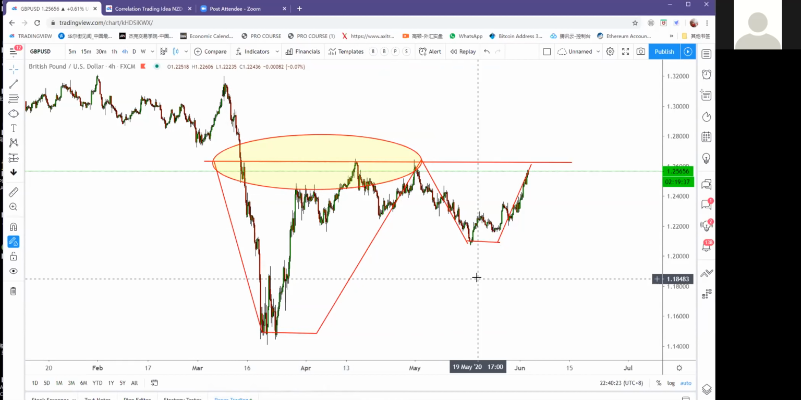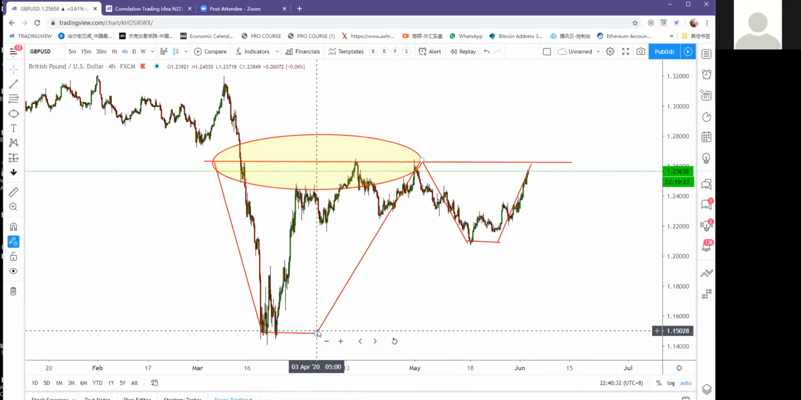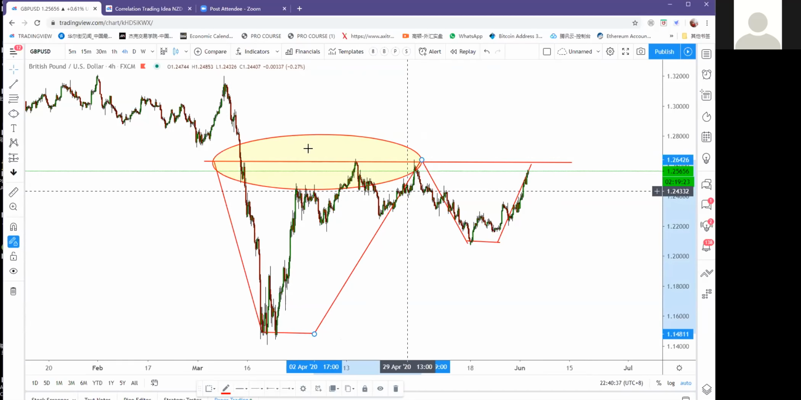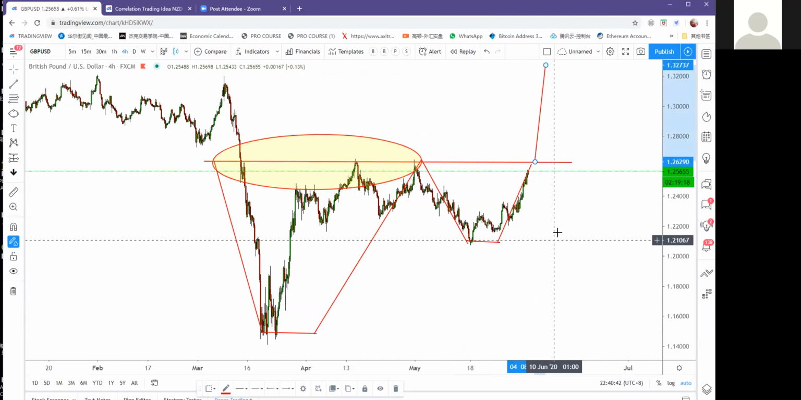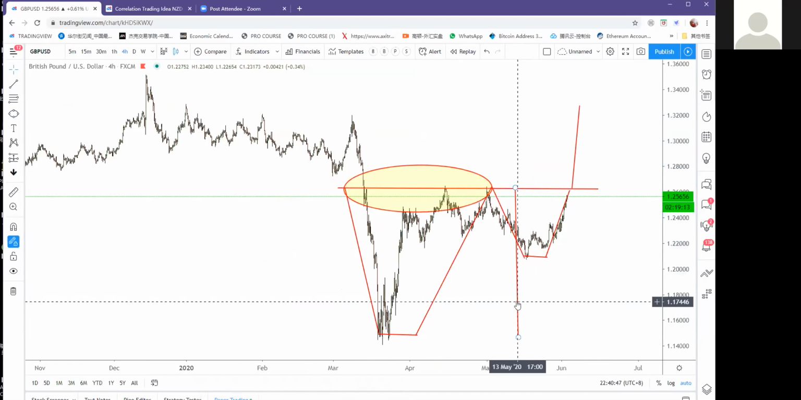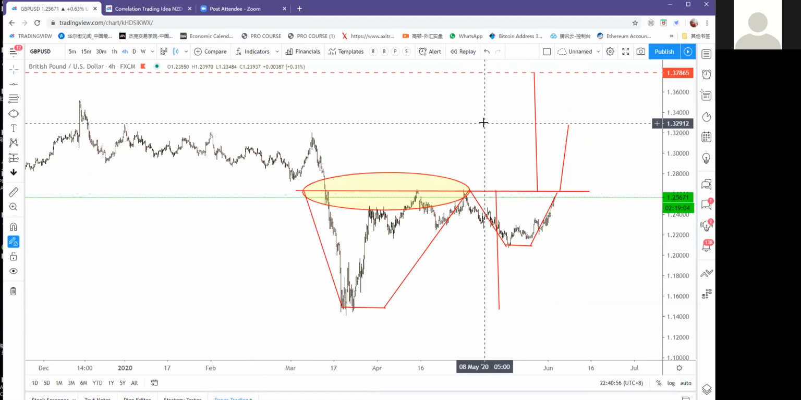Anyone? Is it interesting? Did I draw it? Looks like a cup, a little bit sharp, right? Yeah, but that's the shape. That's the shape, a cup and a handle. So if the cup and handle is broken, you can target a 1-to-1 measurement, something like this. 1-to-1 equals 1.38.